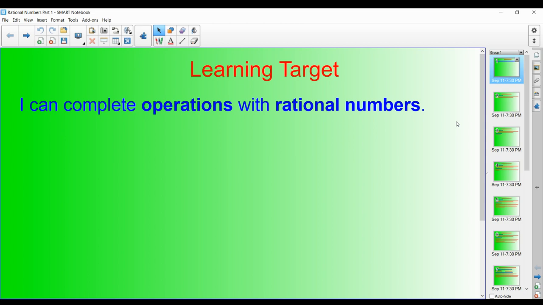Hi everyone. Today we're going to talk about completing operations with rational numbers. So we've learned previously that rational numbers are integers, so they could be positive or negative. They could be any fraction, and they could be a terminating decimal or a repeating decimal. So we're going to want to do a few operations today to help us rewrite a number, sometimes make it look nicer or more usable.